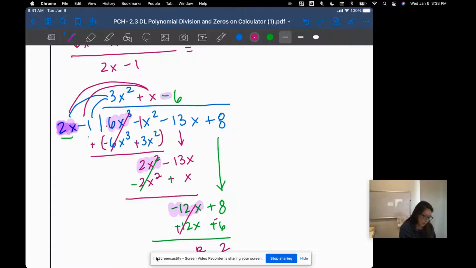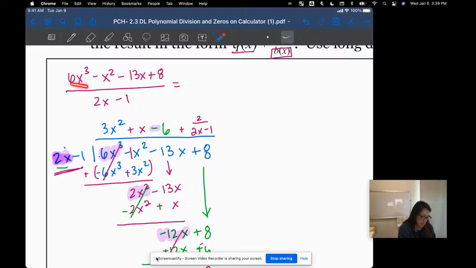So to put the remainder, I put plus 2 over what I divided by, so 2x minus 1. So when I go back, I can see that 6x cubed minus x squared minus 13x plus 8 divided by 2x minus 1 is equal to 3x squared plus x minus 6 plus 2 over 2x minus 1.